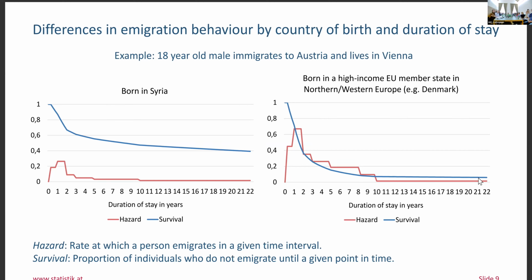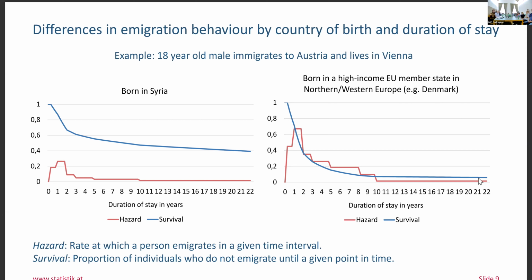is likely to stay in Austria, and especially in the long run, whereas people who immigrate to Austria from those high-income EU member states, they usually come to work or study here for a year or two, and then they're quite likely to leave again.